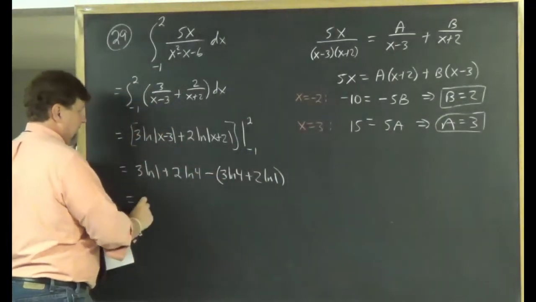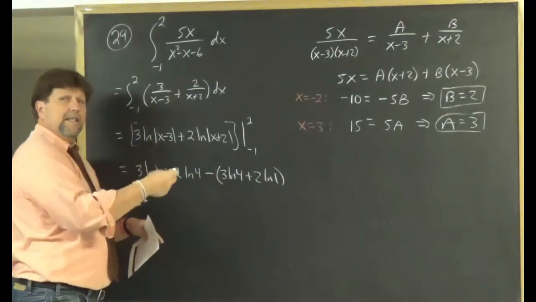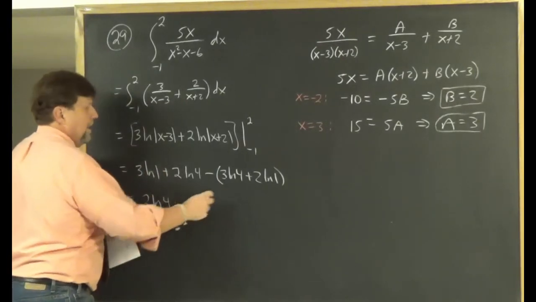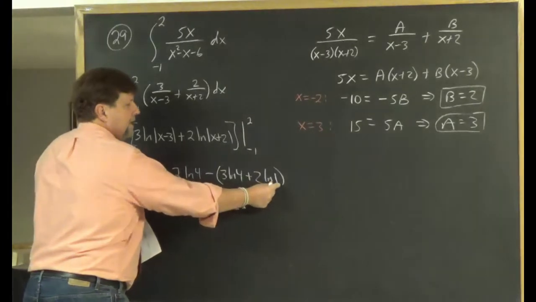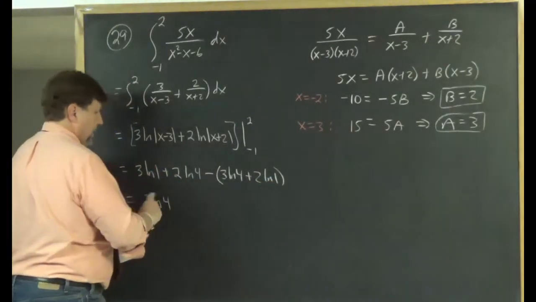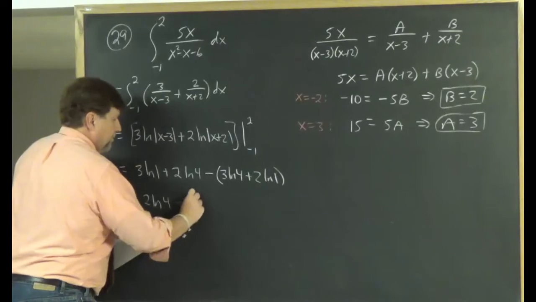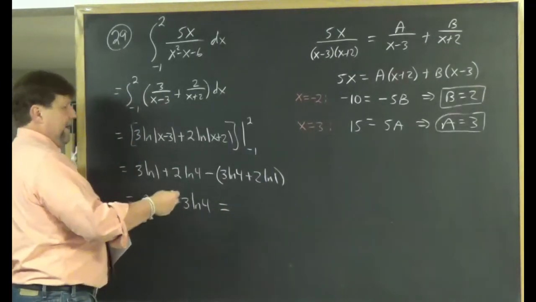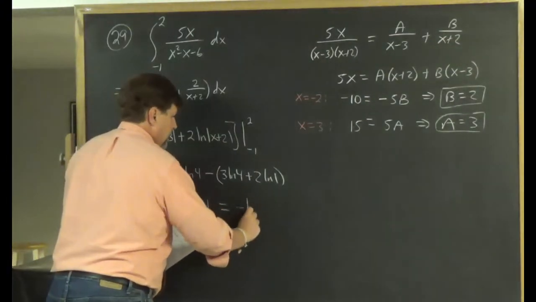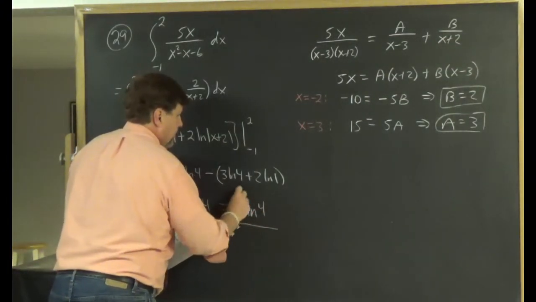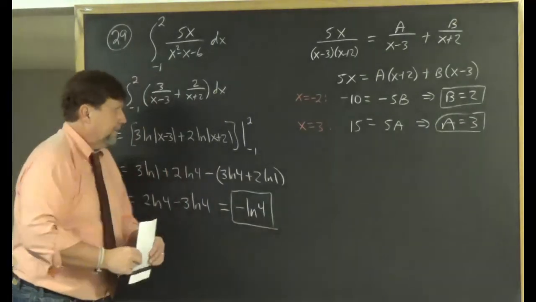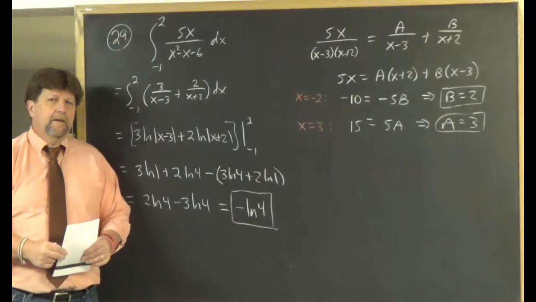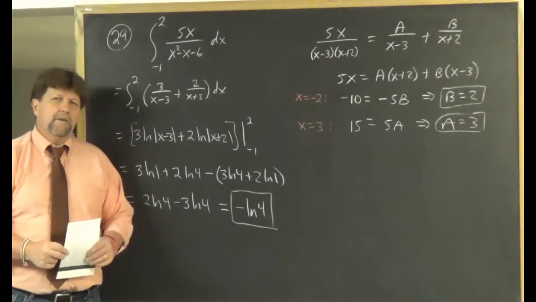Now I should be able to clean this up a little bit because the natural log of 1 is 0, so the product is 0. So I have 2 natural log 4 minus 3 natural log 4. Well, 2 natural log 4 minus 3 natural log 4 is -1 natural log 4. That's all there is to number 29. So let's head back to the slides and see what is next.